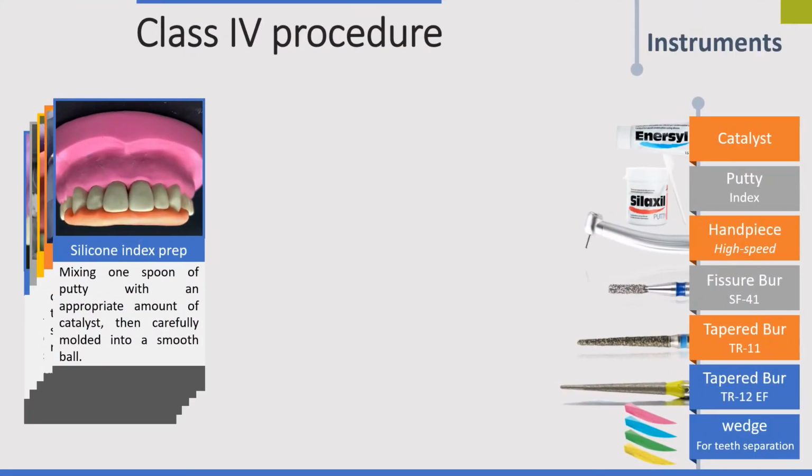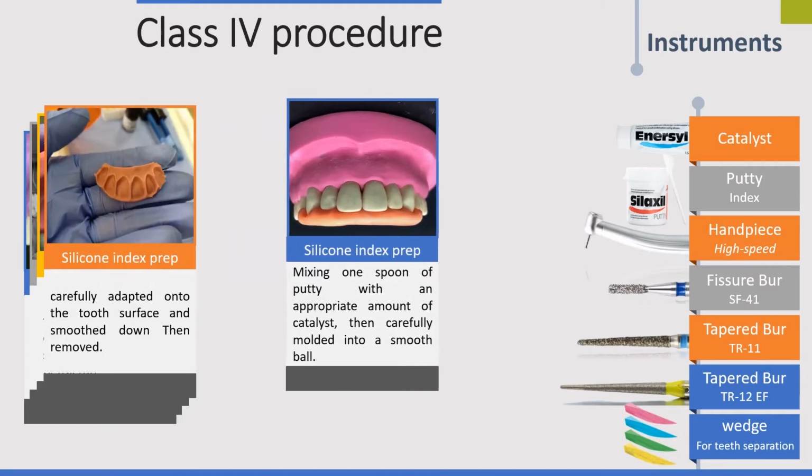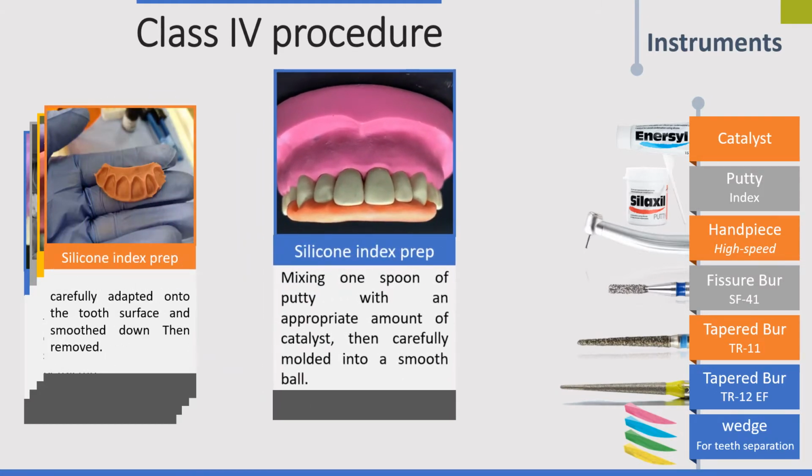First of all, let's talk about Class 4, which includes the incisal edge with the proximal surface. The instruments we use are as follows: catalyst, putty index, high-speed handpiece, fissure bur, tapered bur, and wedges for teeth separation. Let's get started with the procedures. First, we need to take an index to record the palatal aspect of the tooth with the proximal, so we can build up at the end.